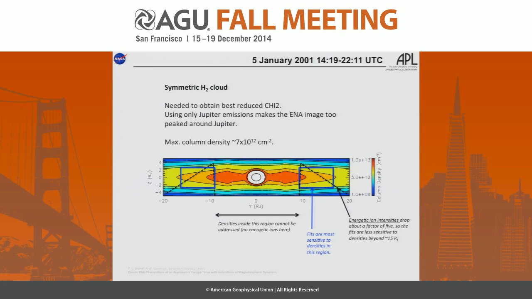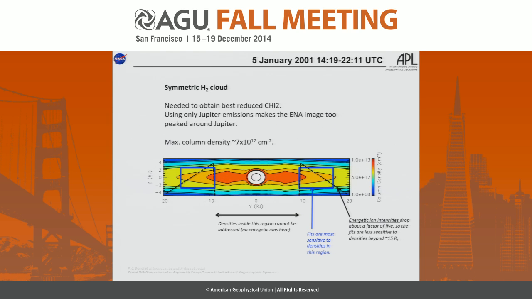All right. So here is the symmetric H2 cloud that we needed to obtain the best reduced chi-square. Because it's worth noting, if we only use the Jupiter-centric emissions, it makes the ENA image too peaked around Jupiter, and it is very clear. And the max column density here is about 7 times 10 to the 12 per square centimeter.